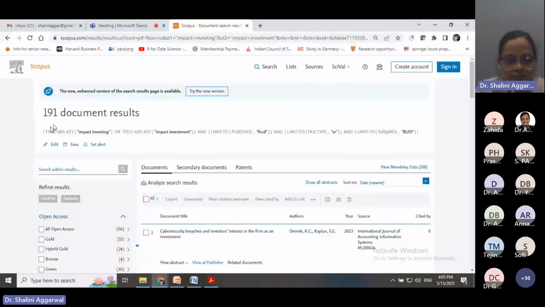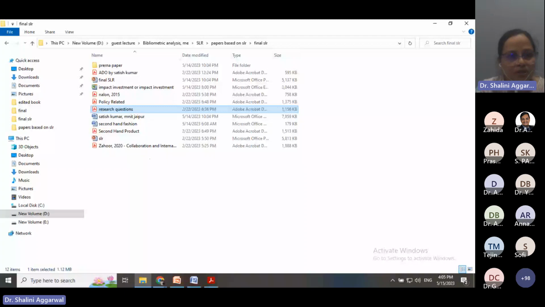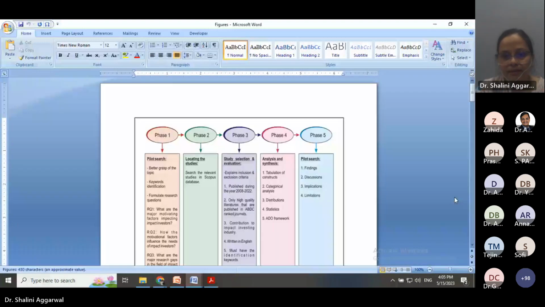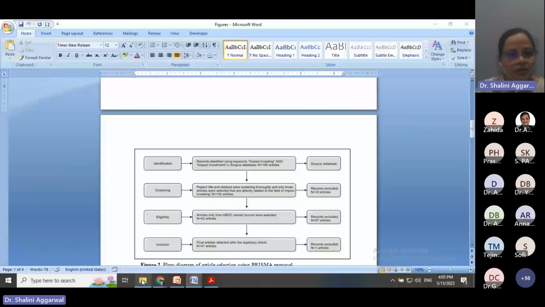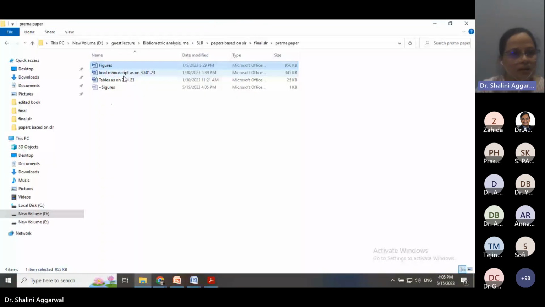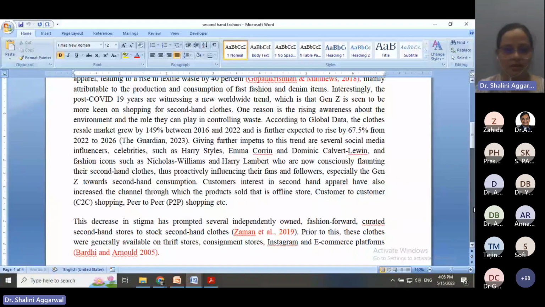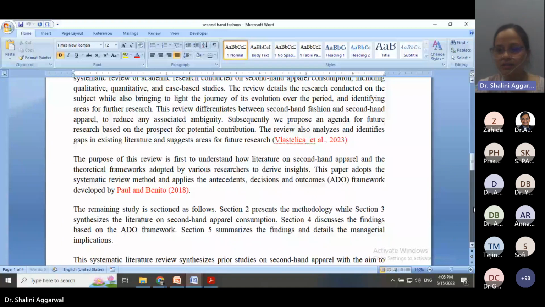Okay, so let me take you to another thing, how to write the PRISMA model. Let me take you to my paper. Just a minute. This is my paper, not this. Let me take you to another paper and show you the PRISMA model, what exactly it means. Okay, this is a PRISMA model.